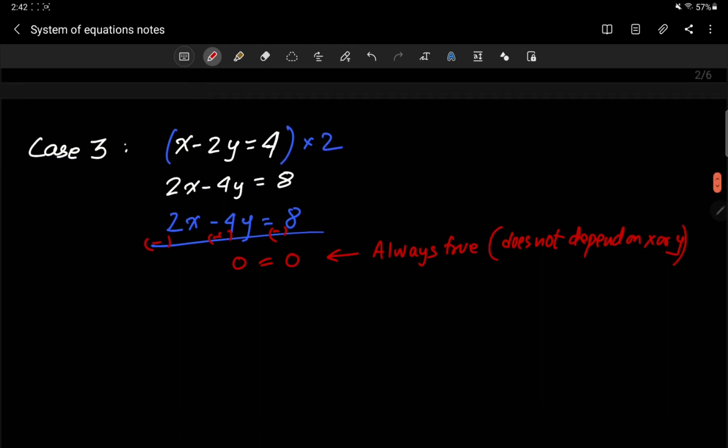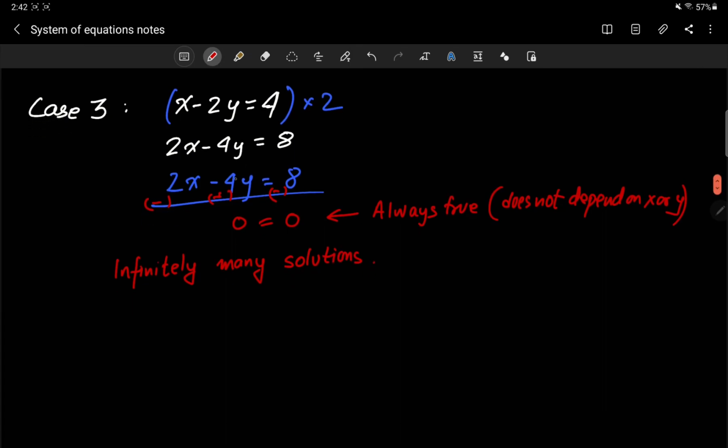So what this means is that there are infinitely many solutions. Why? Because they're the exact same line. They're both 2x minus 4y equals 8. They're just factored down. So it's like saying the number 4 is the same as the number 8 over 2, or the fraction a half is the same as 3 sixths, etc. So on the graph, this corresponds to the coinciding lines.